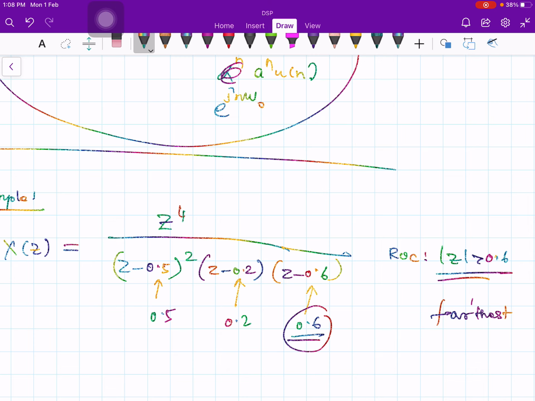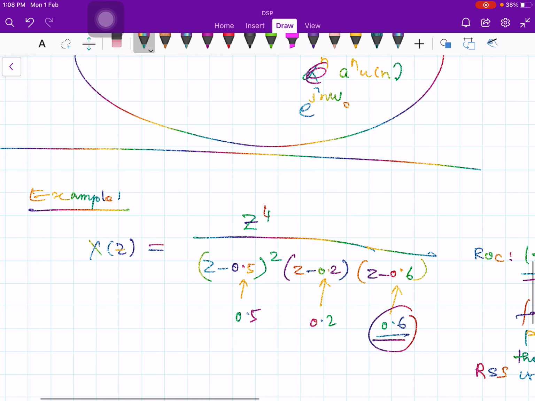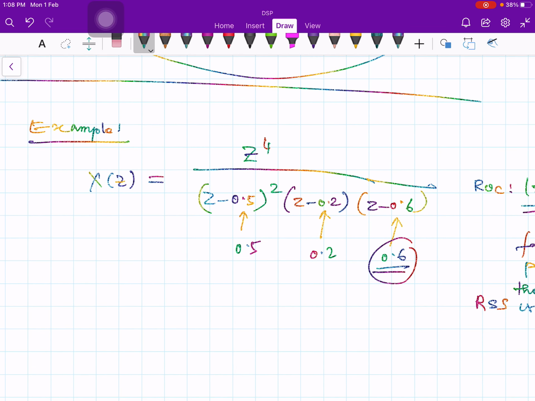Farthest pole from the origin. So it is outside the outermost pole, right? Therefore this is a right sided sequence or causal sequence. That one point is very clear now. Therefore it must be a right sided sequence or causal sequence. Now let us try to find out what is its x of n.